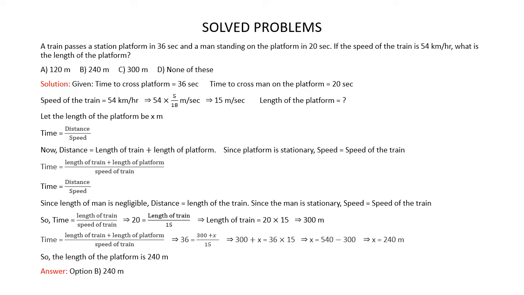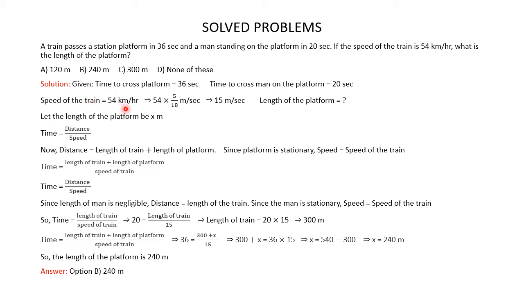Now it's given that the time taken by the train to cross the platform is 36 seconds and the time taken by the train to cross the man on the platform is 20 seconds. It's given that the speed of the train is 54 kilometers per hour.